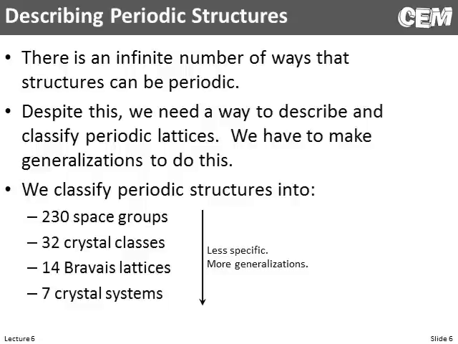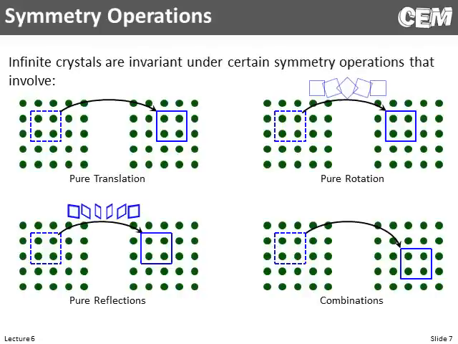But if we make a few more simplifications, we can reduce those 230 space groups into what are called the 14 Bravais lattices. And then even more general than that, the 7 crystal systems. So in order to classify something that is periodic into one of those categories, we need a series of tests. And these are called symmetry operations, and there's a number of them.